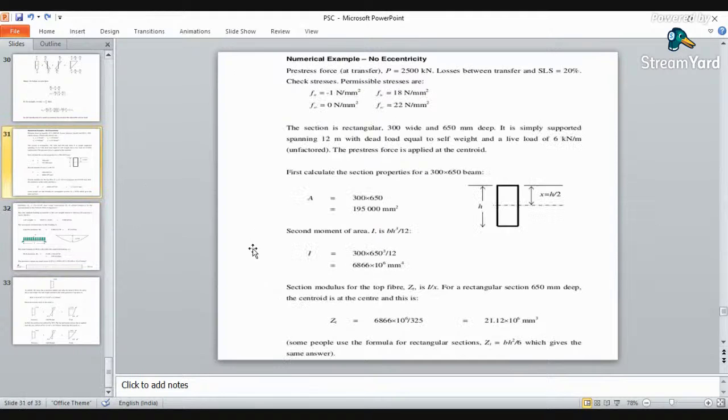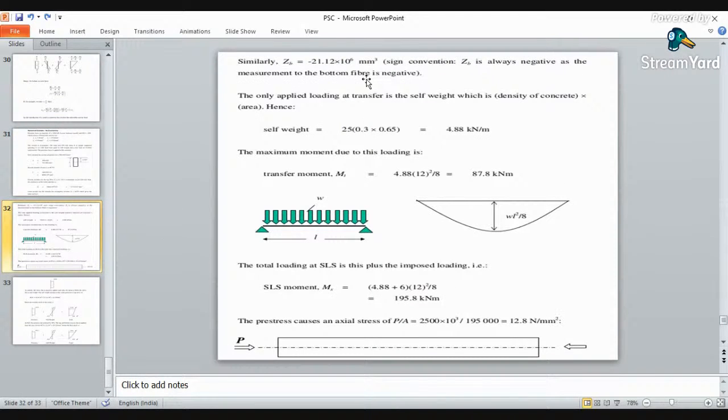So this is for the compression side. Okay, and for the tension side, as it is a rectangular beam, it will be the same with the negative sign. Okay, negative sign is for the bottom of the section, that is for the compression.